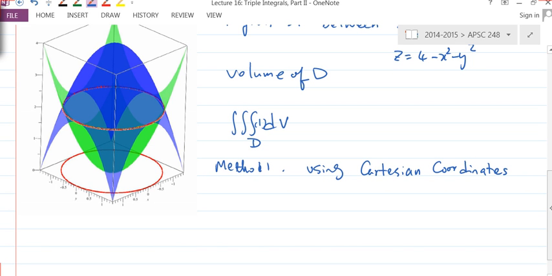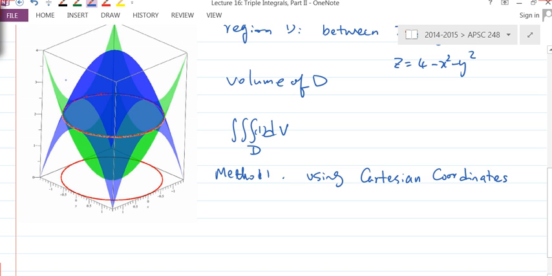So if I use Cartesian coordinates, remember the steps, right? You've got to follow steps here. First step is sketch this region D, which the question sketched for you already. Then you determine the order of integration. In this case, let's try dz, dy, dx. So this is the order.